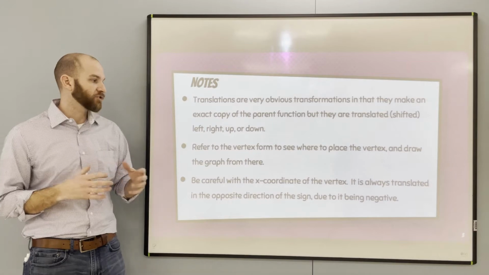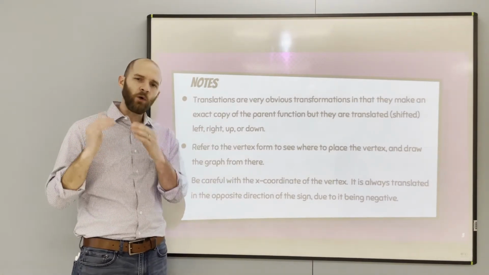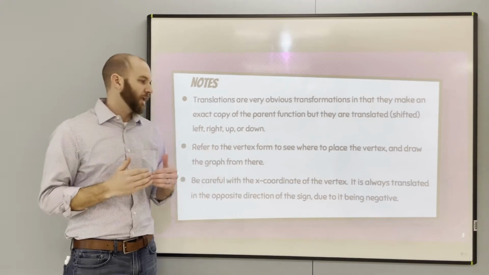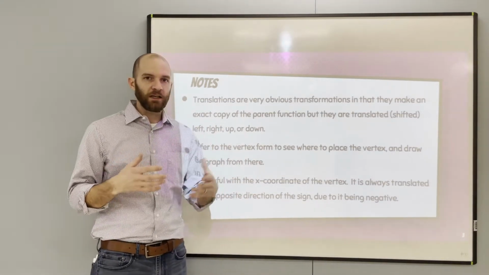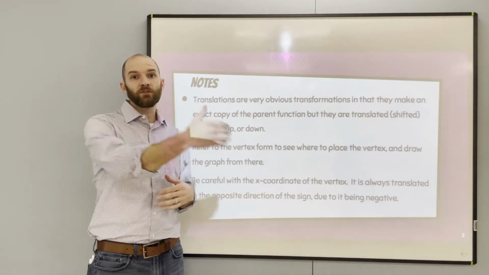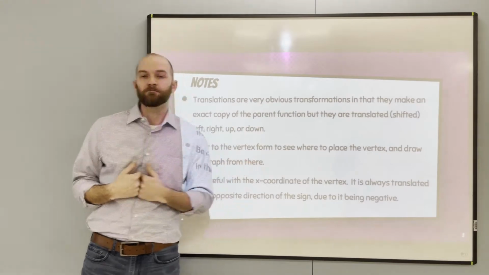Be careful with the x-coordinate of the vertex. If you noticed in the vertex form, it was always minus h. And what that means is it's going to be in the opposite direction of the sign due to it being negative. So if you have an x minus 3, instead of it going to the left 3, it's actually going to go to the right 3.